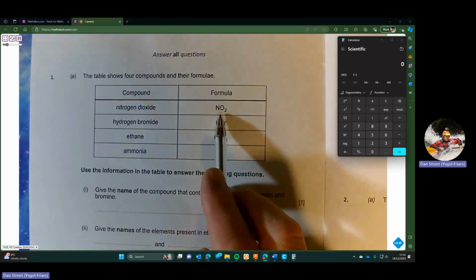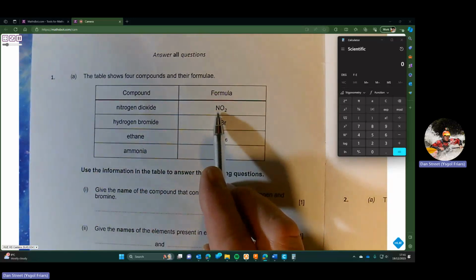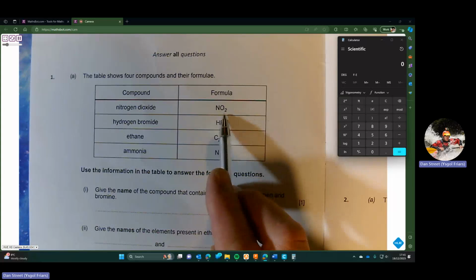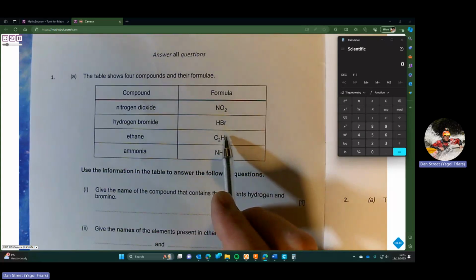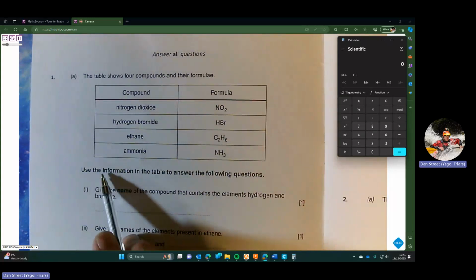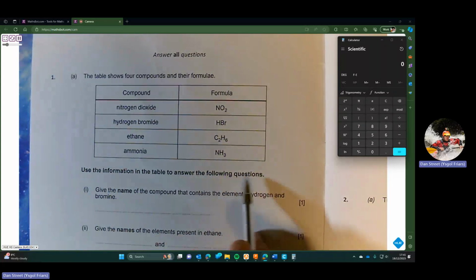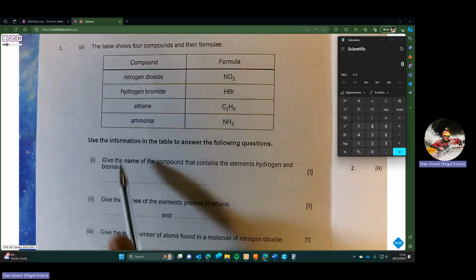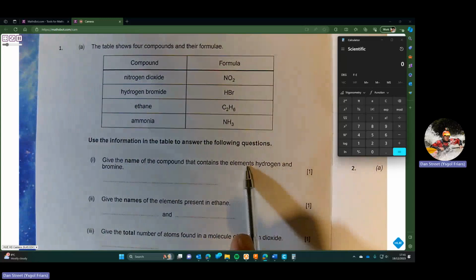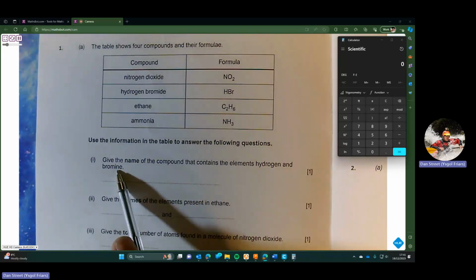Here we have the formula using the symbols from the periodic table, okay, which you could look up in the periodic table at the back of the paper if you're not sure. Use information in the table to answer the following questions. Give the name of the compound that contains elements hydrogen and bromine.